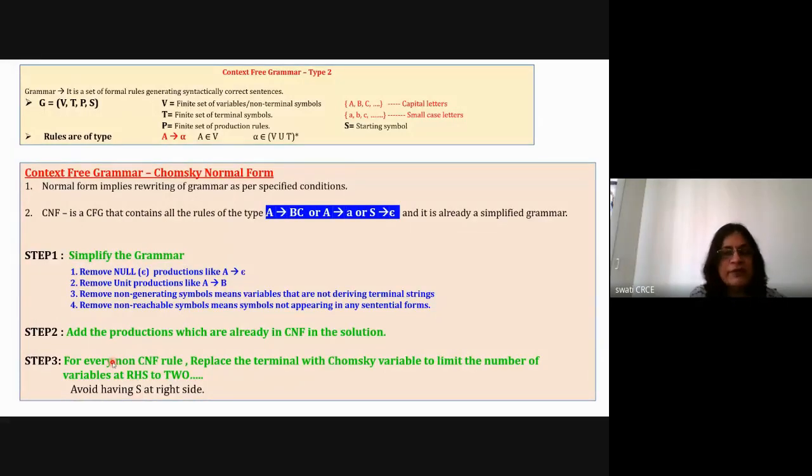Okay, so it is very simple. CFG to CNF is very simple. Today's lecture is very easy. If you pay attention, you can easily understand. And this is a question that is asked for 10 marks in the exam. So first simplify the grammar, then add the productions which are already in CNF to the answer. Then for non-CNF rules, you have to rewrite them. That is the procedure.